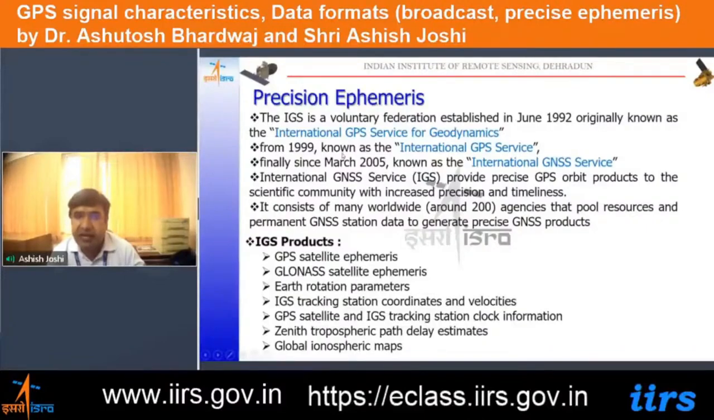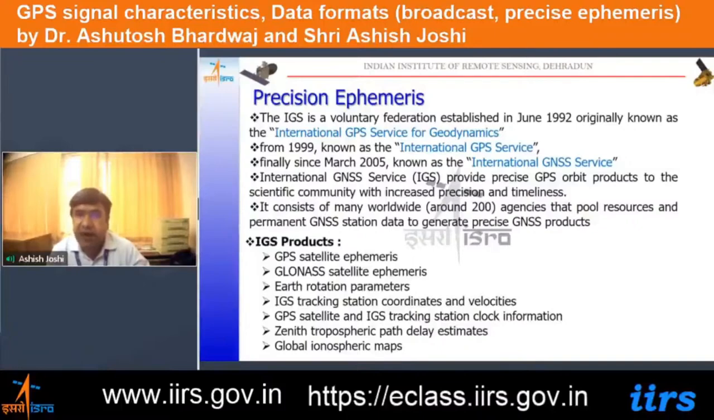After that, in 1999, it was known as the International GPS Service, and in 2005, it is known as the International GNSS Service. So this institute provides the precise ephemeris for getting our precise positions from the GPS data, because the navigation message will contain some orbit parameters which are not so precise, because they are given in Keplerian elements, and we can only project a satellite orbit which is not so precise.